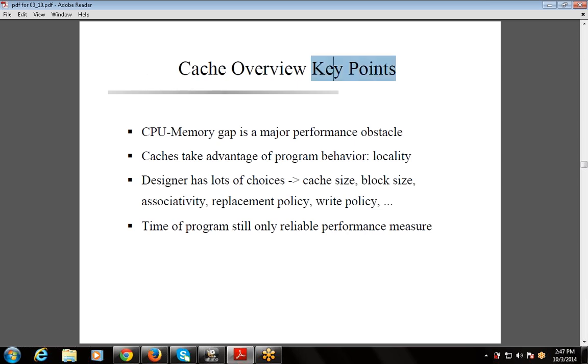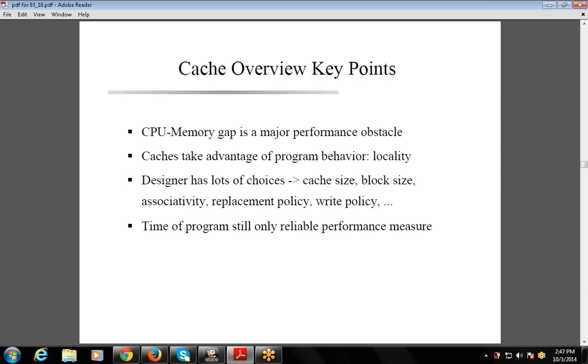Then, cache overview key points. What is the overview of the cache? These are the key points that we have discussed in this PDF. First one says the CPU-memory gap is a major performance obstacle. That is, it is one of the hindrances: there is a huge gap between the CPU and the main memory. This is one of the challenges for the CPU and cache memory.